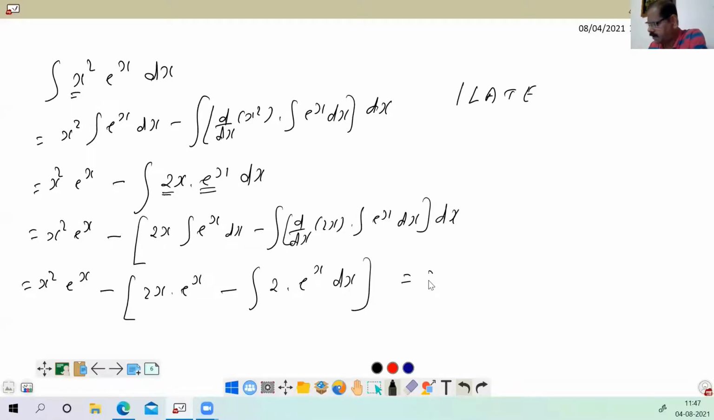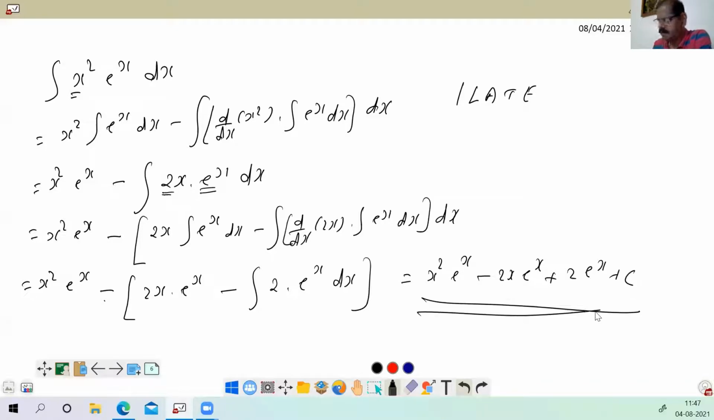So x square e raised to x minus, I am distributing the minus, so this term is minus 2x e raised to x. This minus and this minus become plus, integral: 2 can be taken out, integral e raised to x is e raised to x, plus c. So integral x square e raised to x dx is this one. There is a shortcut method for finding this. If it is x cube, again we have to use integration by parts 3 times. So there is a shortcut method.